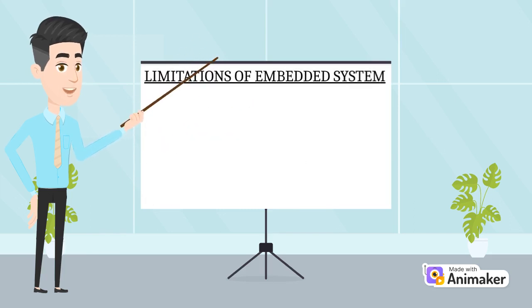Along with advantages, every system has some limitations too. Following are the limitations of embedded systems. 1. Difficult to upgrade. With time, technology is getting upgraded, but in an embedded system, we use a fixed microcontroller, so it is very difficult to upgrade with time. 2. Reset setting. If any problem occurs, then you need to reset the setting.